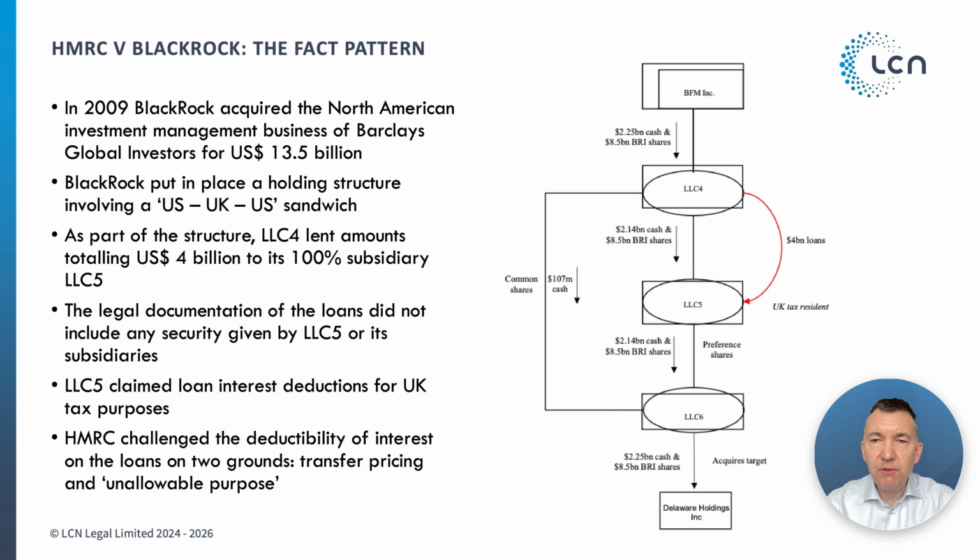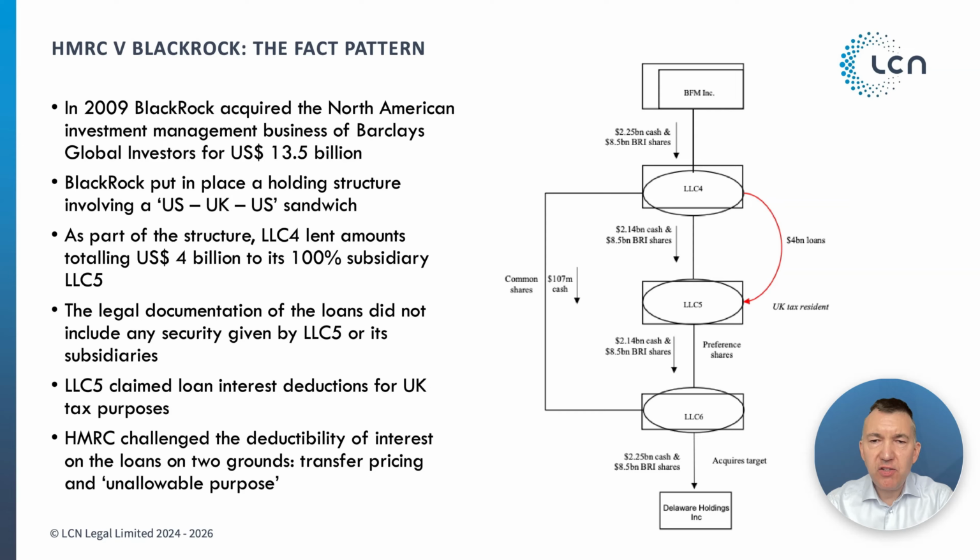But in terms of the restructuring and the refinancing of the BidCo and group immediately afterwards, the structure involved inserting a UK tax residence entity. And as part of that structure, the entity LLC4, which is second from top in this diagram, made a loan of approximately $4 billion to its 100% subsidiary, LLC5. And a key part of the fact pattern was that the legal documentation of the loans, in fact, they were in Eurobond form, did not include any security or any covenants given by the borrower or its subsidiary entities.